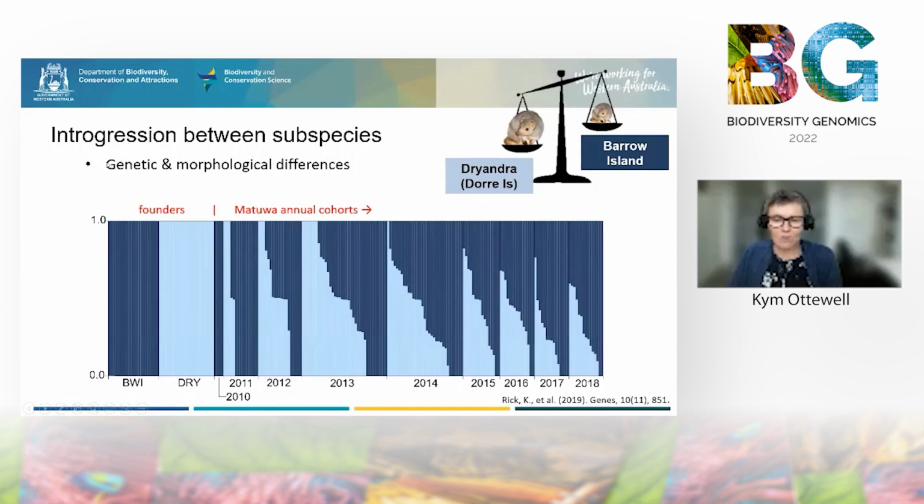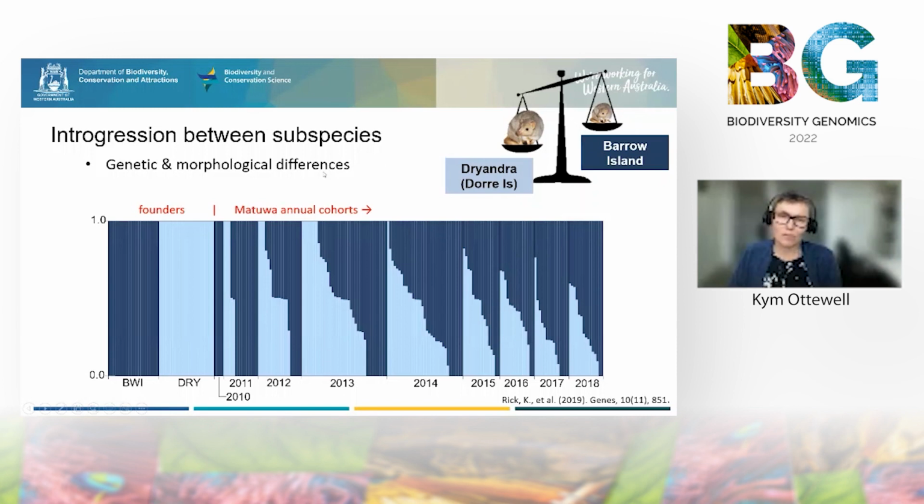So we've already seen that the two subspecies of boodies that we're working with are highly genetically differentiated, but they are also significantly differentiated in morphological characteristics as well. And the most obvious of these is a difference in their physical size. So the Shark Bay Island boodies are actually almost twice the size as the Barrow Island boodies.